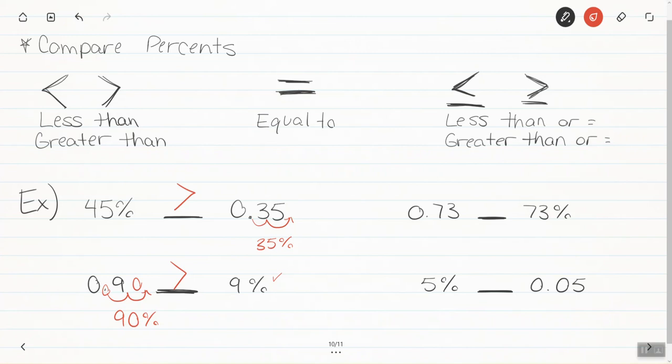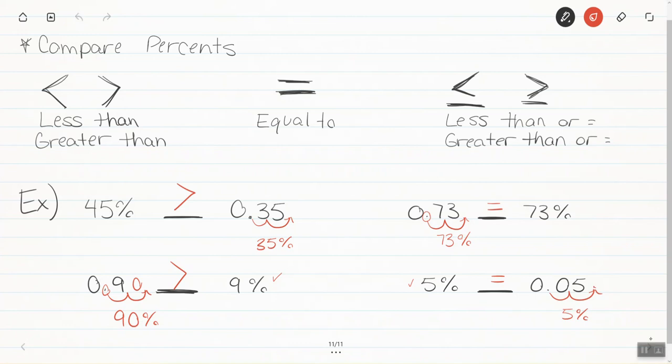I want you to pause. I want you to try the other two on your own. So if I turn this 0.73 to a percent, find your decimal point, move it 2 towards where the percent sign goes, so that makes it 73%. And those end up being equal to each other. And then 5% checks out, so I don't have to change that one, but I do need to change the 0.05. So I'm going to move 2 towards where the percent sign would go. So this now becomes 5%, and these ones are equal as well.